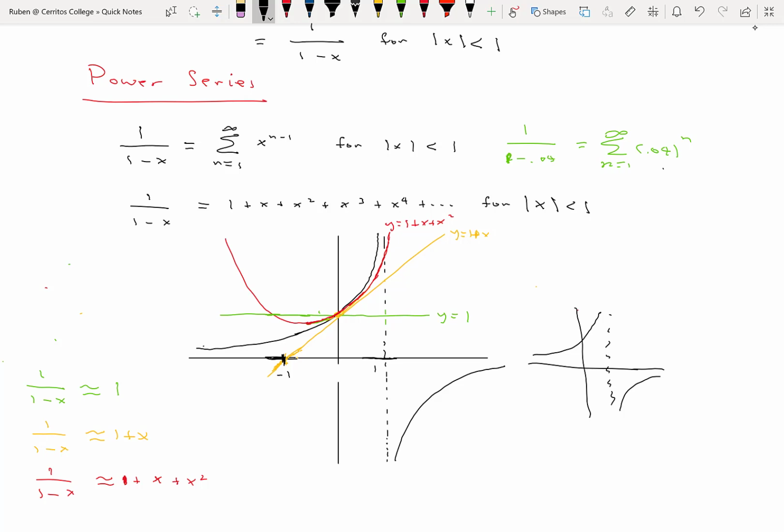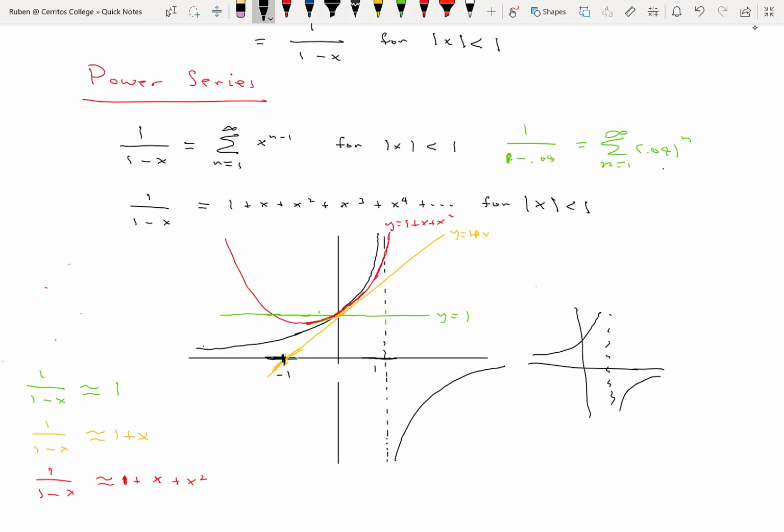Now look at the graph of y equals 1. Y equals 1 and y equals 1 over 1 minus x, the black graph, coincide exactly as long as x is just at 0. But as soon as we stray away from 0, either slightly to the right or slightly to the left, the approximation gets pretty bad. Y equals 1 stays horizontal, but the curve y equals 1 over 1 minus x strays away from that. So a better approximation would be by taking that horizontal green line and tilting it up toward the curve. And we do that by taking another term in the power series.